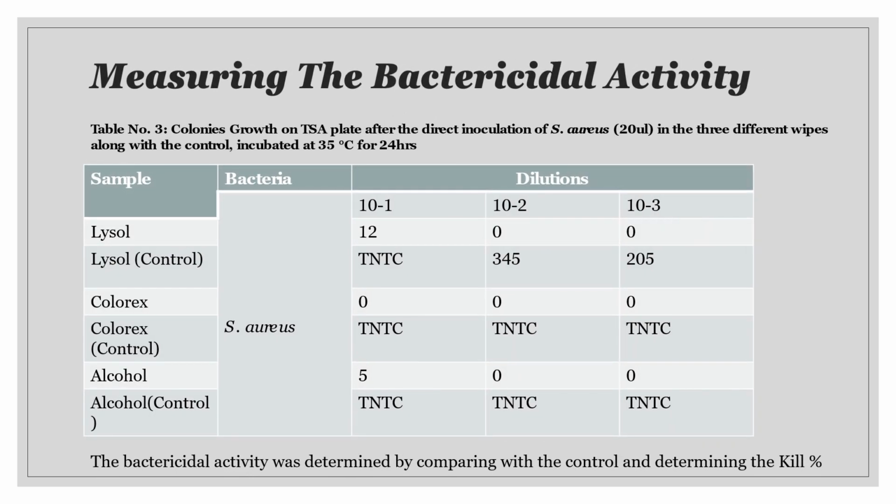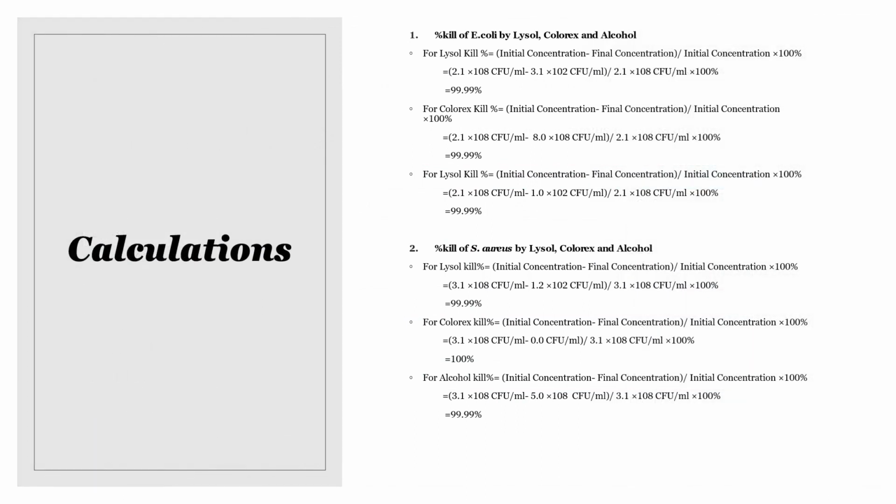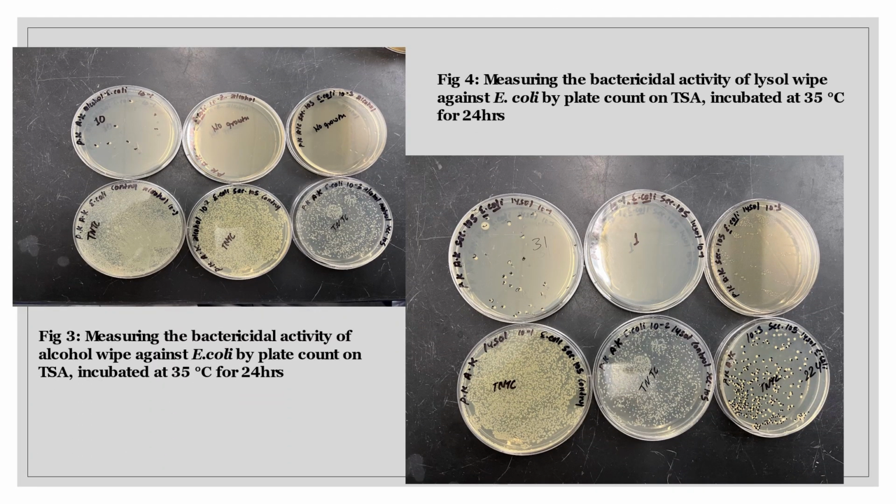These are the plate count results obtained after the direct inoculation of the S. aureus in three different commercial wipes. The kill percentage of E. coli and S. aureus by Lysol, Clorox and alcohol wipe was found to be 99.99% with the direct inoculation. This picture shows the bactericidal activity of the Lysol and the alcohol wipe against the E. coli.